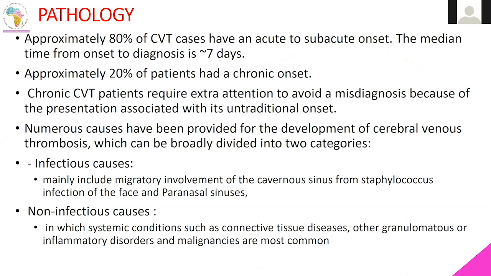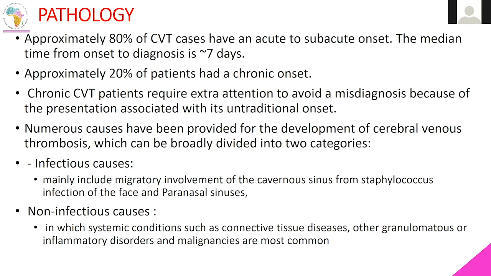Approximately 80% of CVT cases have an acute to subacute onset. The median time from onset to diagnosis is approximately 7 days. Approximately 20% of patients have a chronic onset, and chronic CVT patients require extra attention to avoid misdiagnosis because of the presentation associated with its atypical onset.